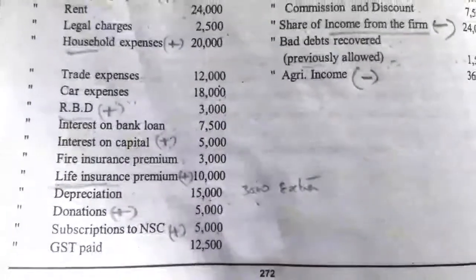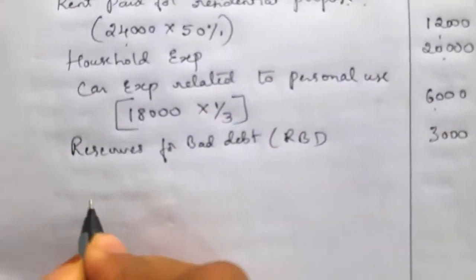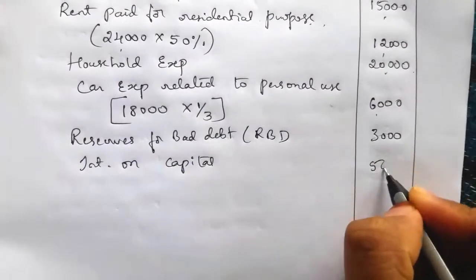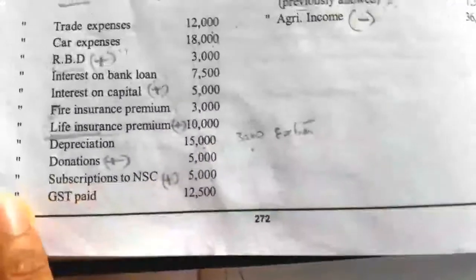Interest on capital is disallowed, so write it under disallowed expenses. The amount of the interest on capital is rupees 5,000. Next one is fire insurance premium.